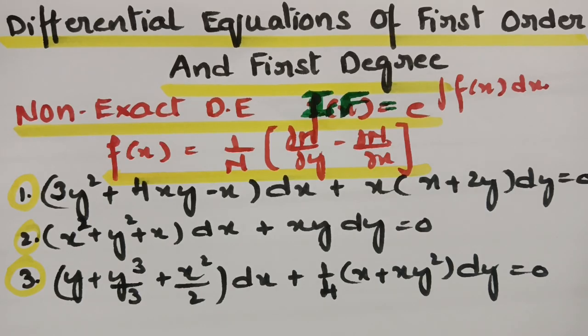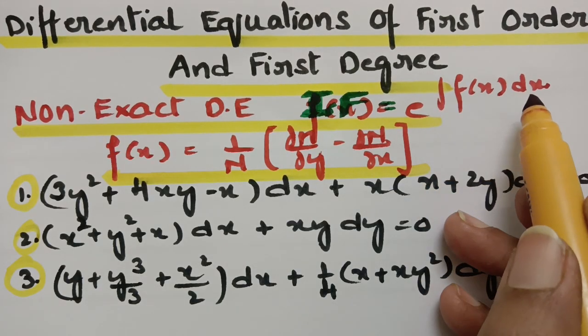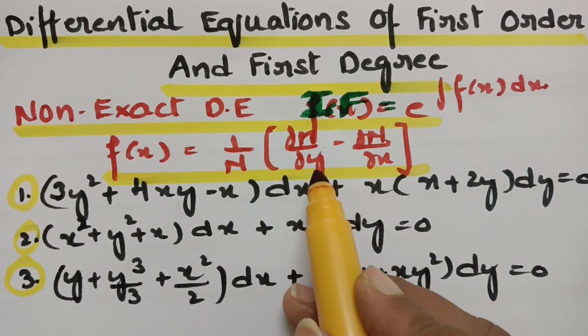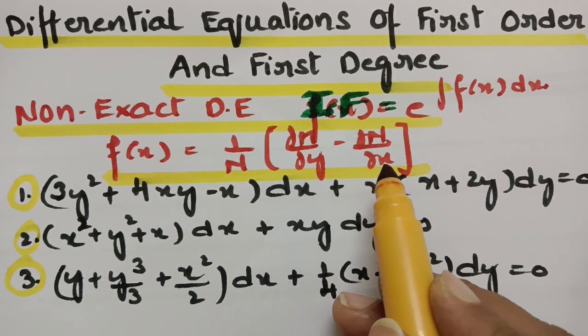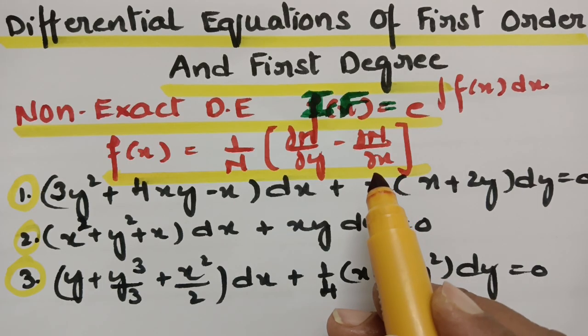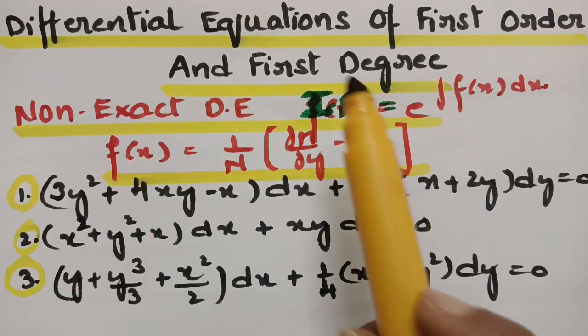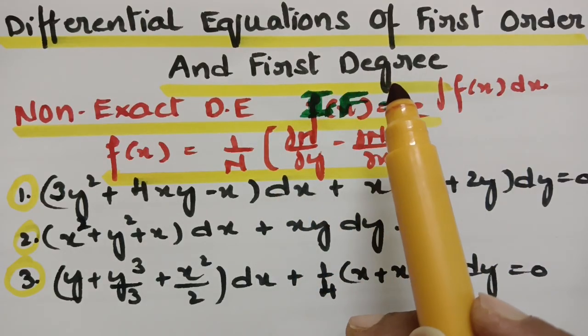The topic today is non-exact differential equations. There are actually 5 solution methods. Using the integrating factor e power integral f of x dx, where f of x is nothing but 1 by N times dou M by dou y minus dou N by dou x. This is the fourth solution method. And here are a few problems which are very important. This topic is from differential equations of first order and first degree.